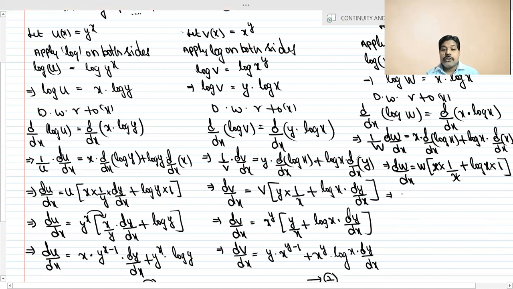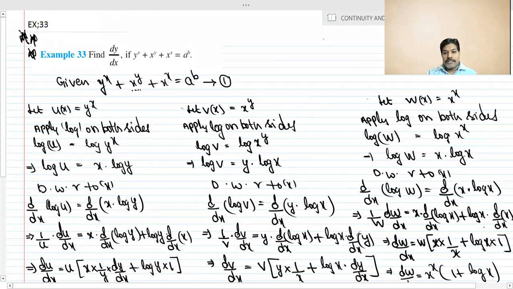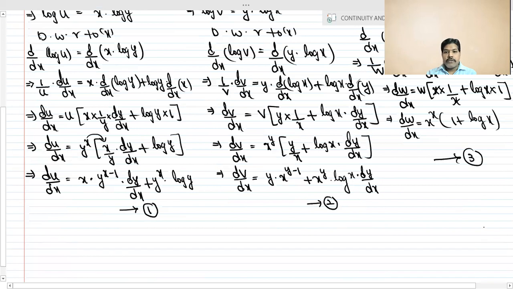So dw by dx is equal to, what is the w value? W value is nothing but x power x into 1 plus log x. So that is equation number 3. I have done the given question in 3 parts. For the first function, we took u is equal to y power x, then applied the log and the derivative, and you get equation number 1.